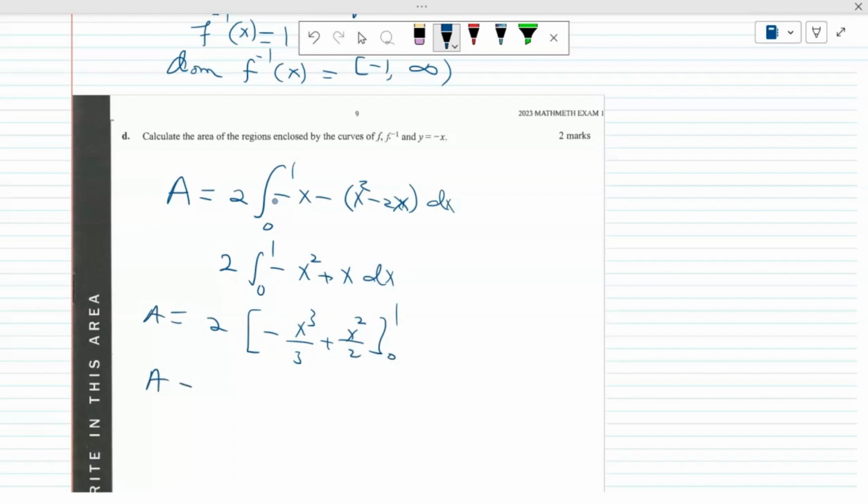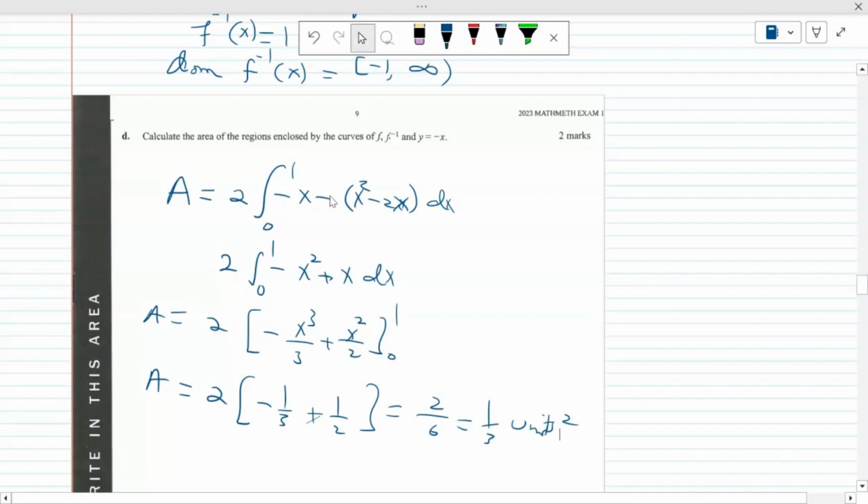So my area has to be 2 into bracket, negative a third plus a half, and the lower limit is going to be 0. Cross multiply, so that's 1 over 6. So that gives me 2 over 6, which is 1/3 units squared. So that is question 7.